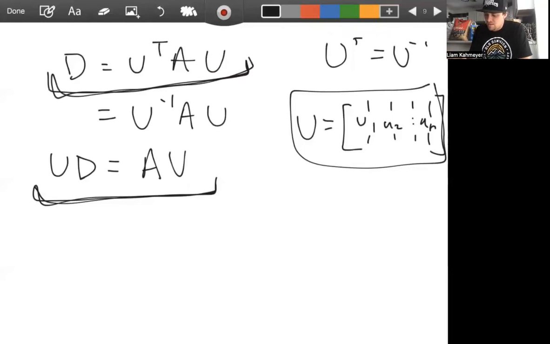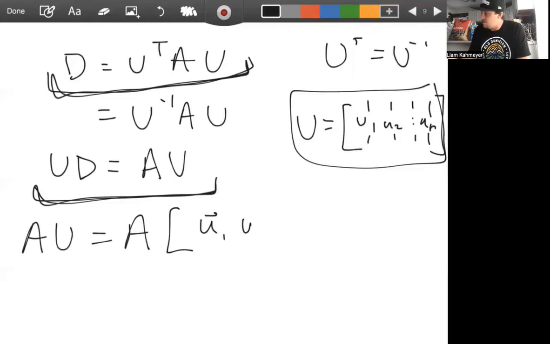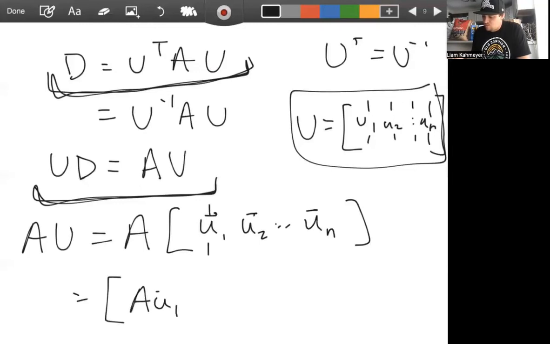So what does this mean? Well, let's start with understanding the product AU. This is A times U1, U2, through UN. What is this product, right? Well, when you take the product, you would take the first column vector of U, right? Take the dot product of every row vector in A. What that would turn into is AU1, AU2, through AUN.